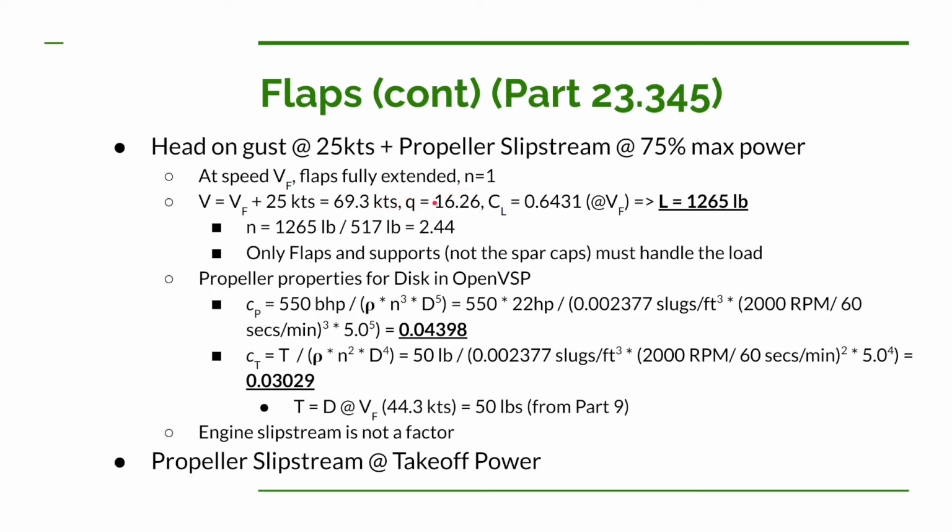Well, by increasing that dynamic pressure, we're increasing our lift a lot. So we more than double our lift up to 1,265 pounds. So that basically changes our load factor from 1 to 2.44. And that's going to change the lift and the span load on our wing a lot. So let's take a look at that.